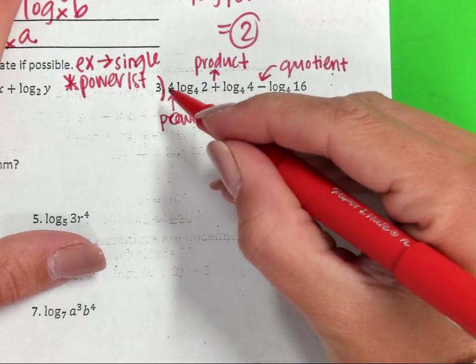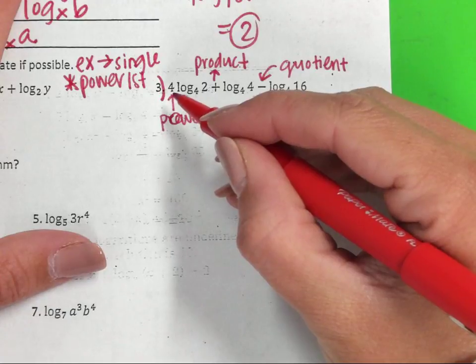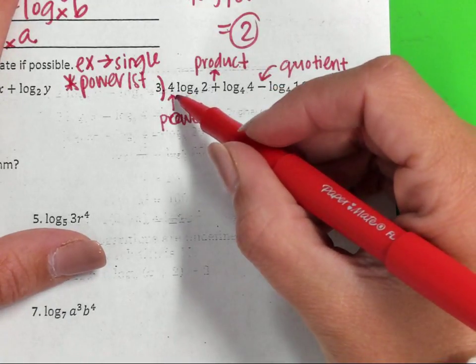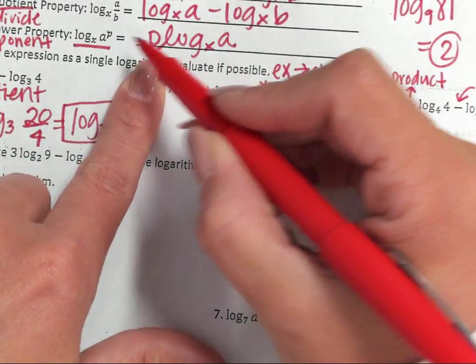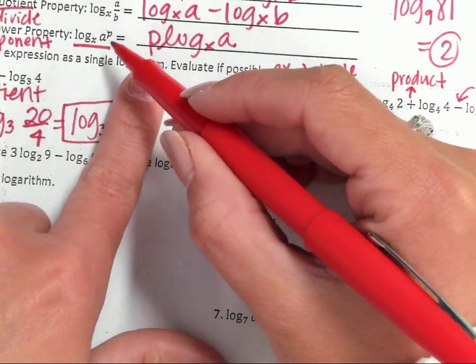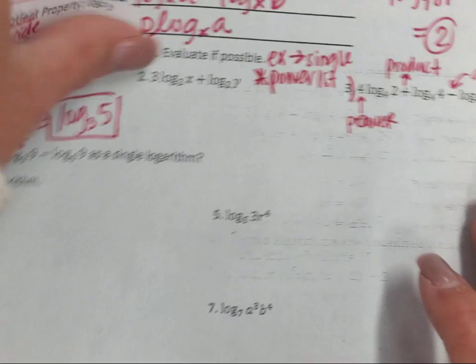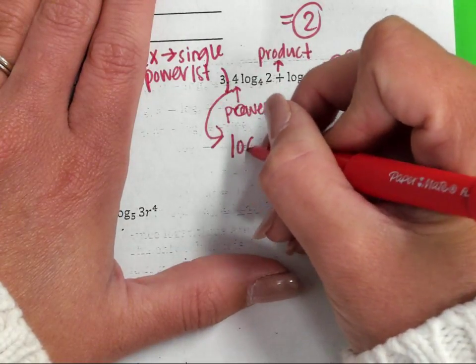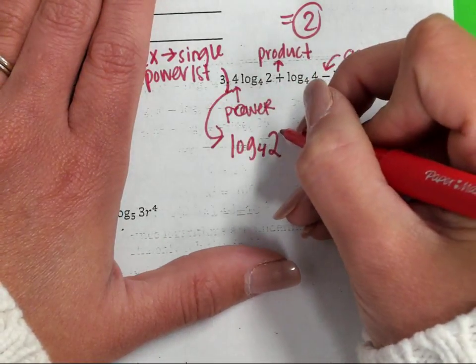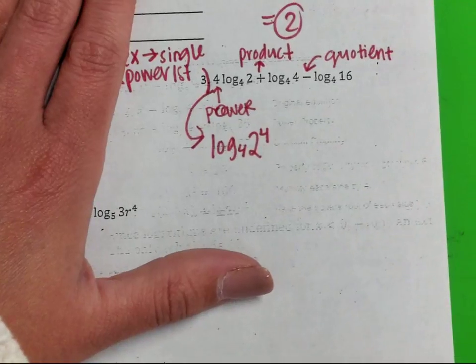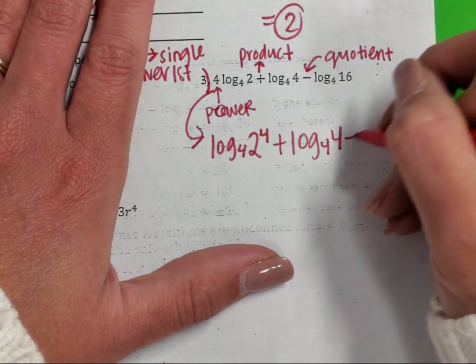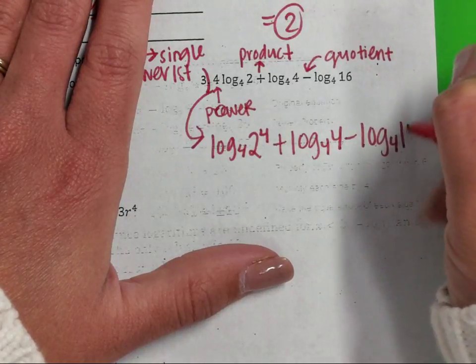So we're going to start by moving this 4 where? Where are we going to move it? If it's already out front like this one, where can we replace that p? We can make it the what? Exponent. Very good. So we're going to rewrite this one as log 4 of 2 to the what power? Very good. And I'm going to write the rest of it, plus log 4 of 4 minus log 4 of 16.